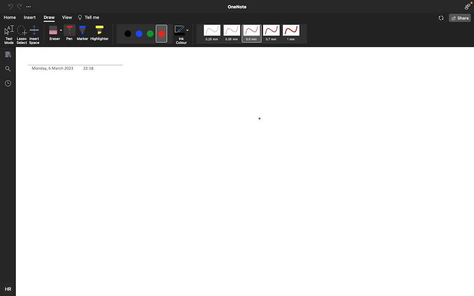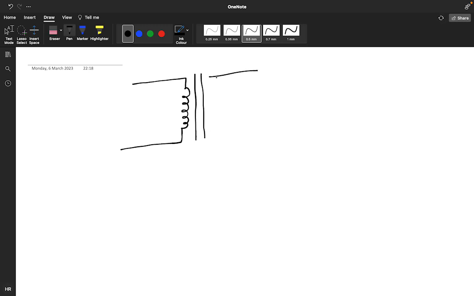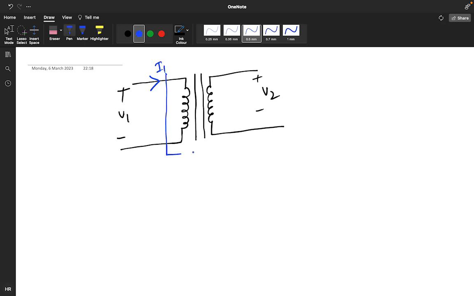what I am telling, suppose you have a network like this. On this side V1 is given, on this side positive negative V2 is given. Here we are assuming it as a two-port network. So here it is I1, and from here I2 current is coming.